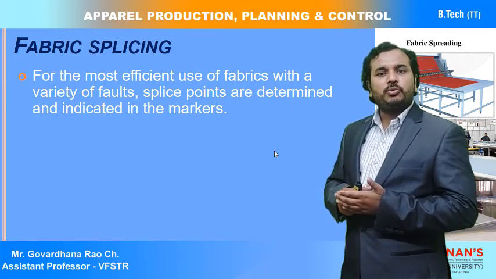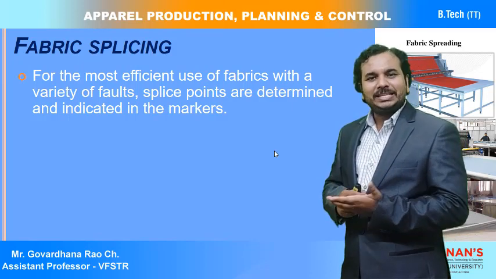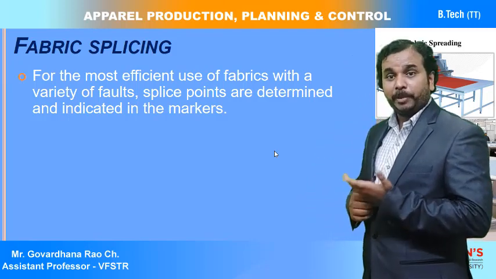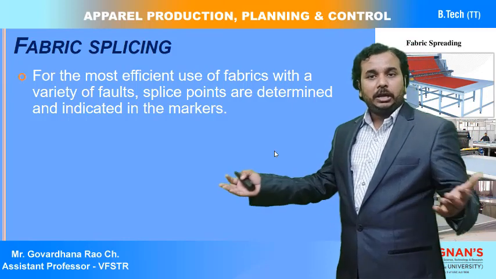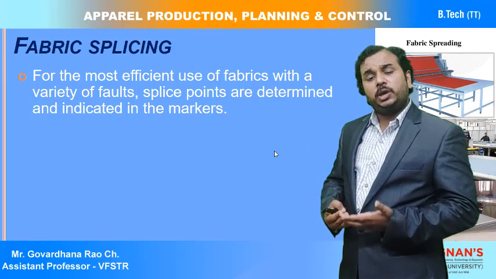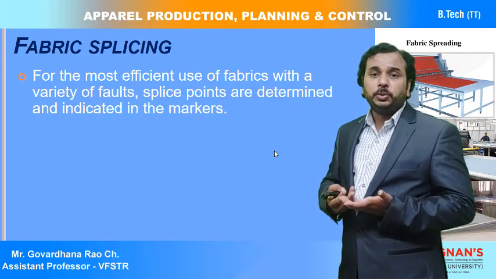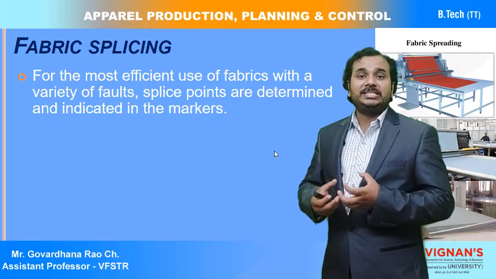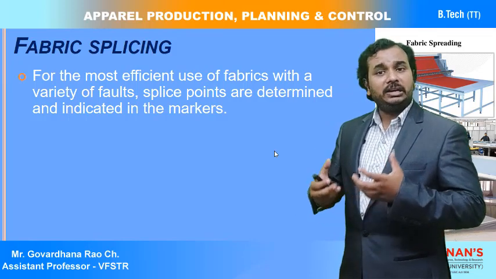So sometimes while spreading the fabric, whatever faults are present in the fabric appear in the spreading area, because the fabric is opened and spread on the table. Now whatever faults are there, you can observe very easily. So in that case, what are you going to do? There is an option: fabric splicing in the spreading area in the cutting department.